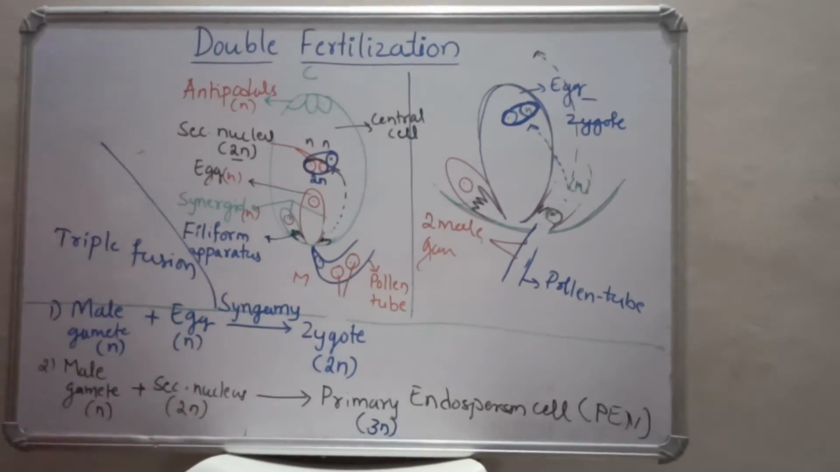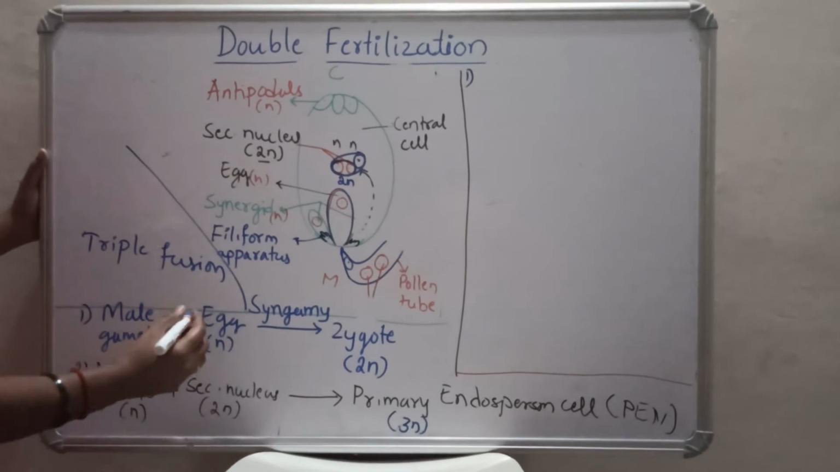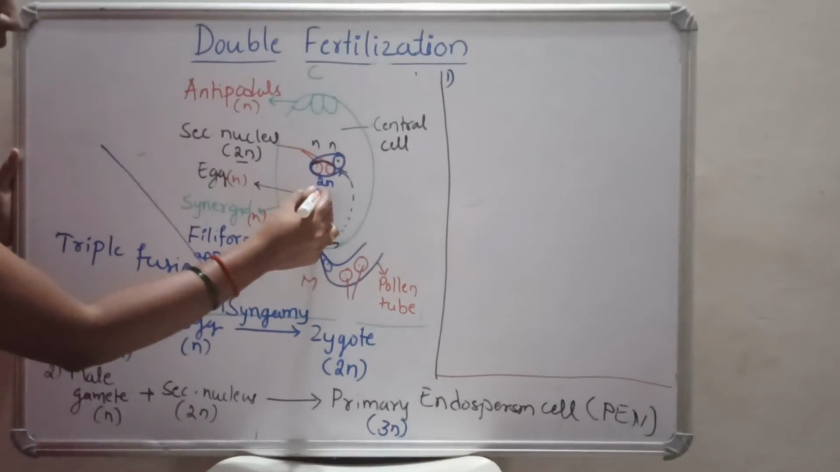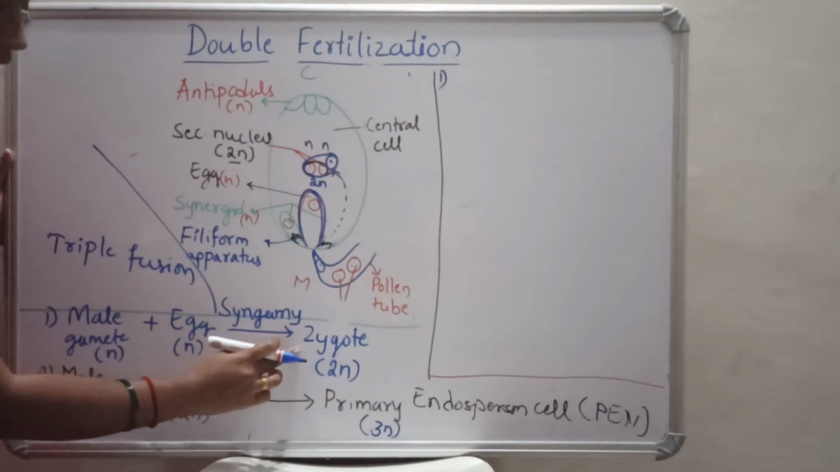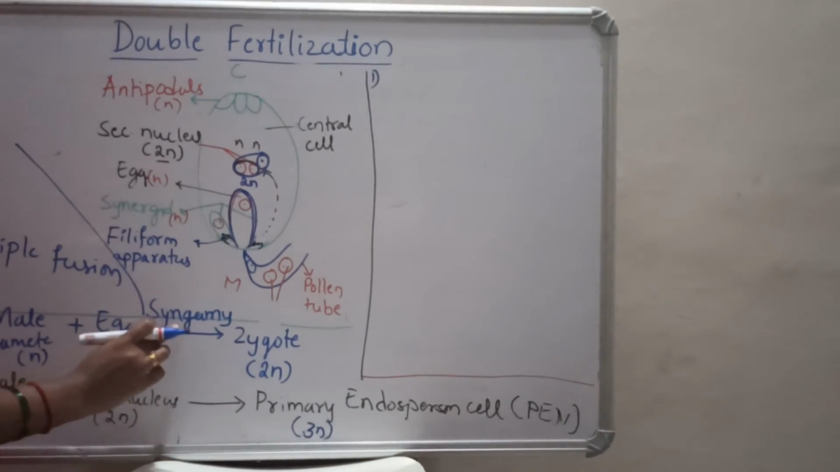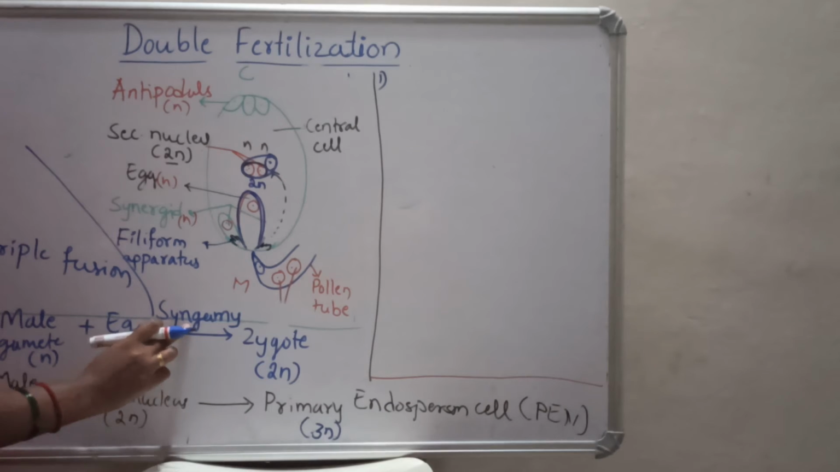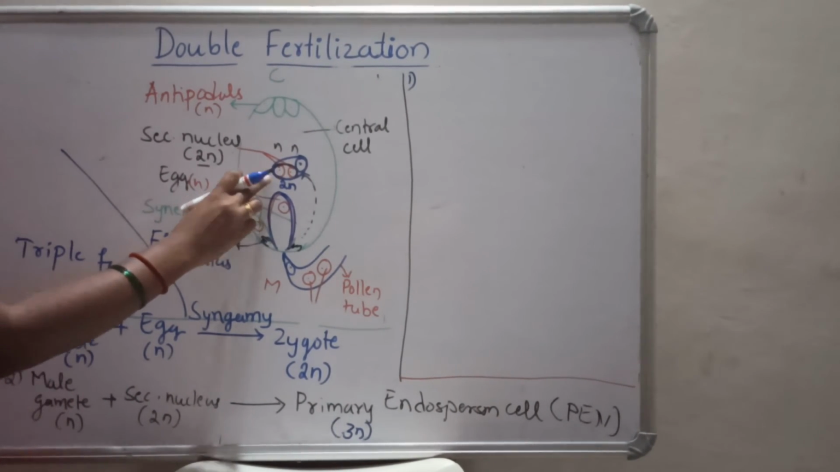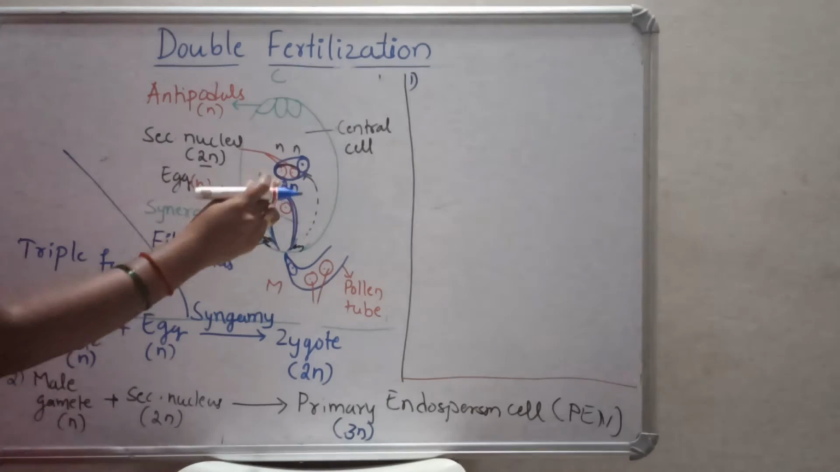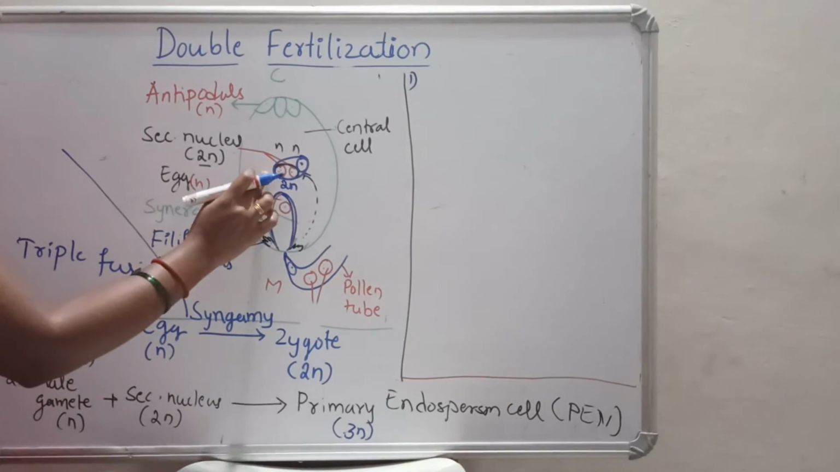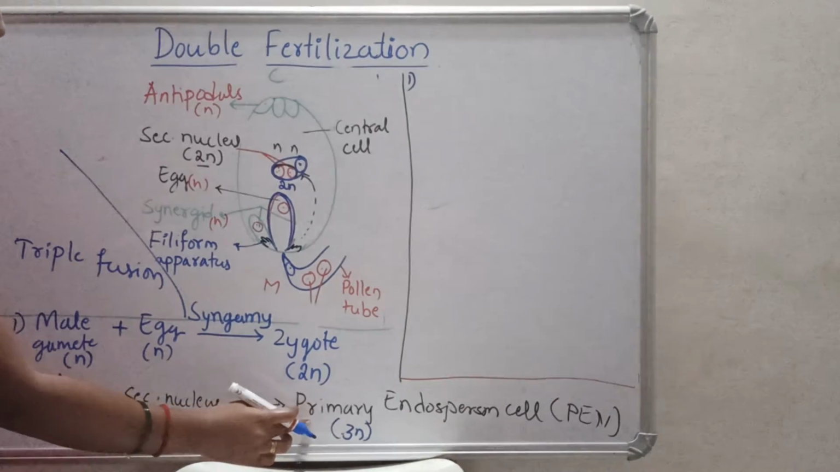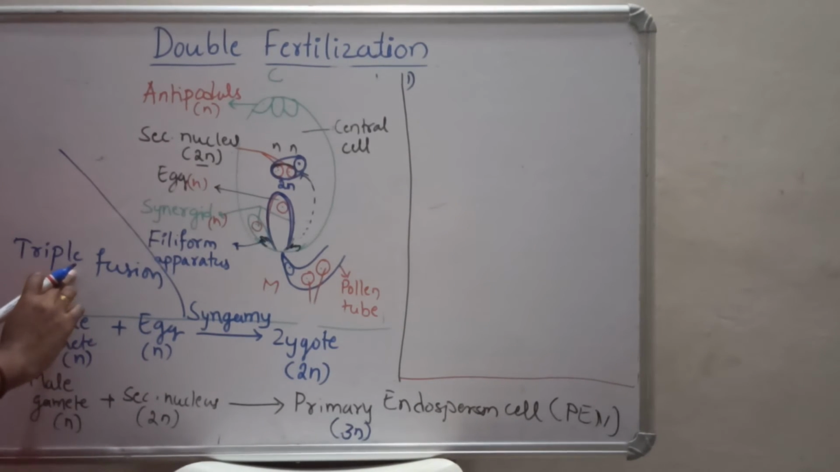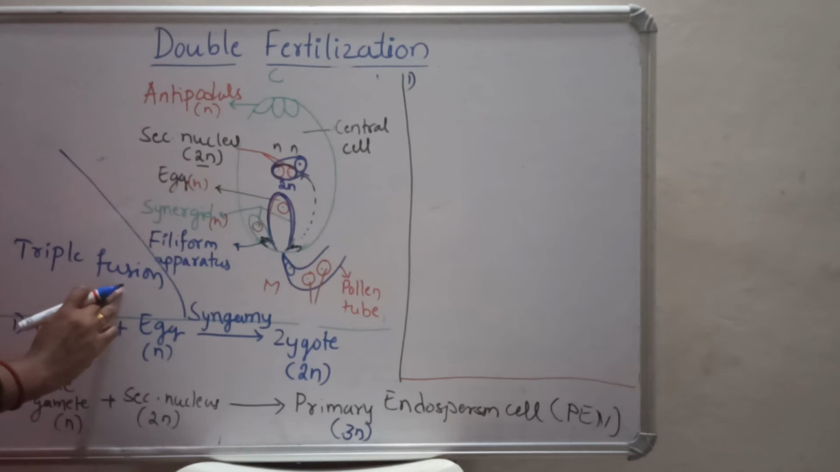Then here, the one male gamete fuses with the egg cell and forms the zygote. That process is called syngamy. The other male gamete fuses with the secondary nucleus. It means the 3 nuclei get fused. Here the secondary nucleus becomes the primary endosperm nucleus. That process is called triple fusion.